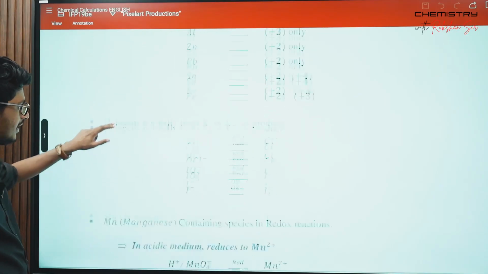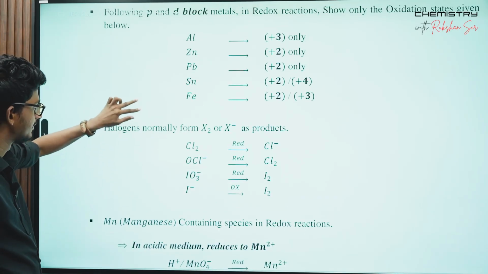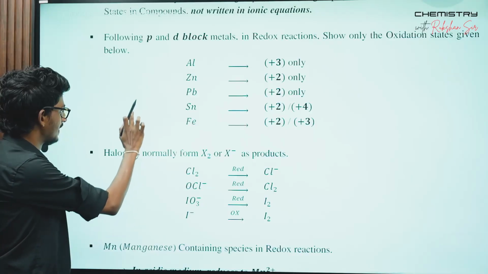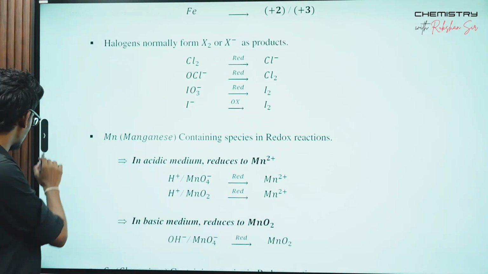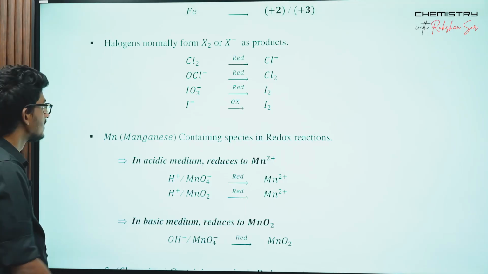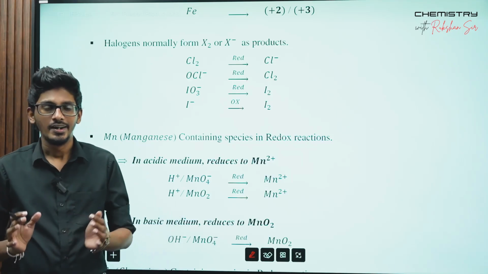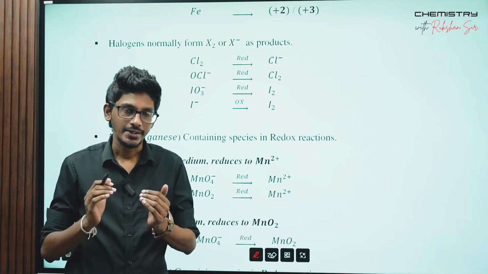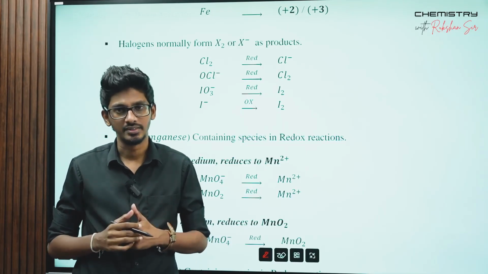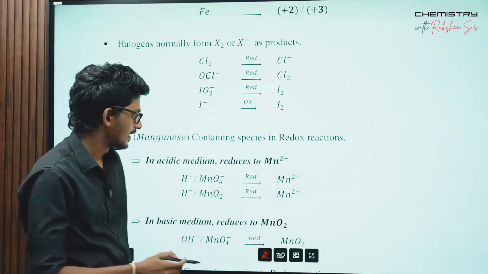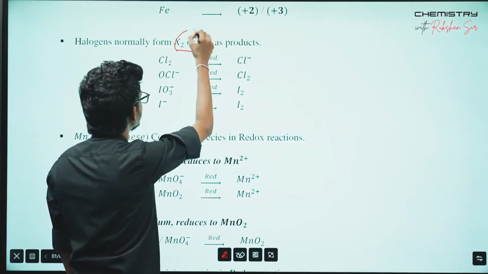the third one, halogens. What about halogens in redox reactions? Let's consider the halogens in your redox reactions. When it comes to halogens in redox reactions, halogens will always come up with the X minus form or the X2 form as products.